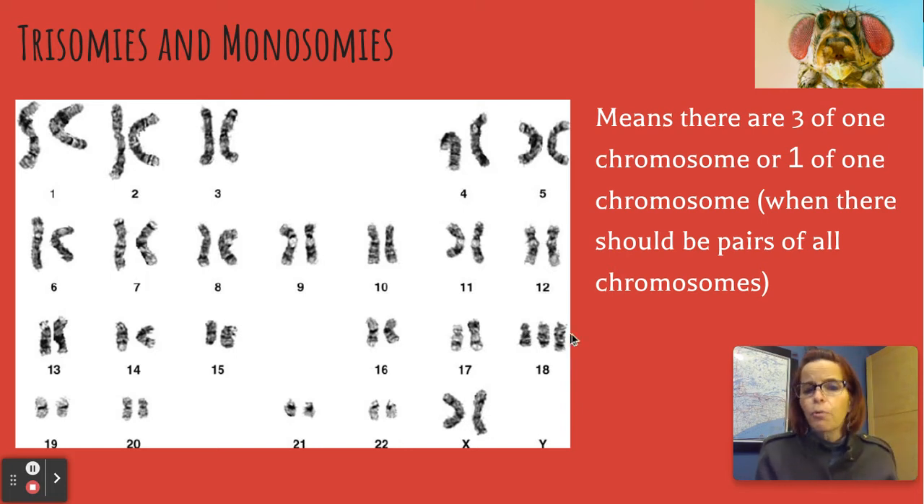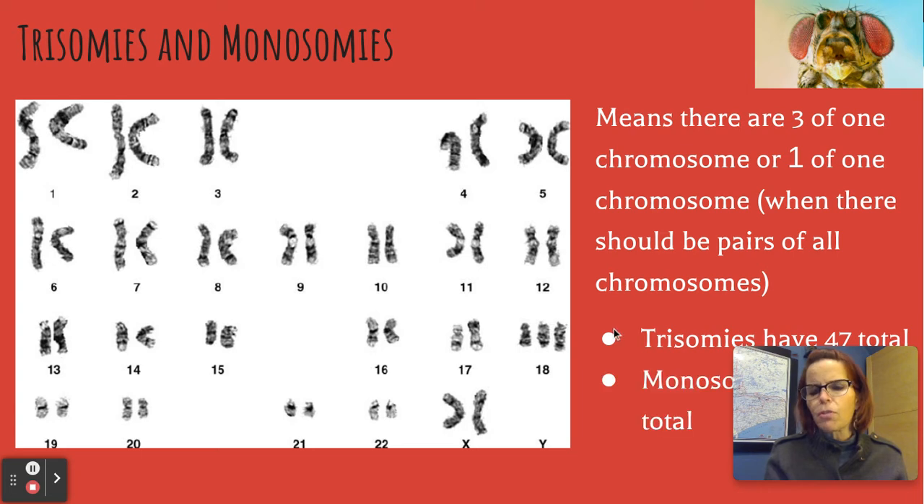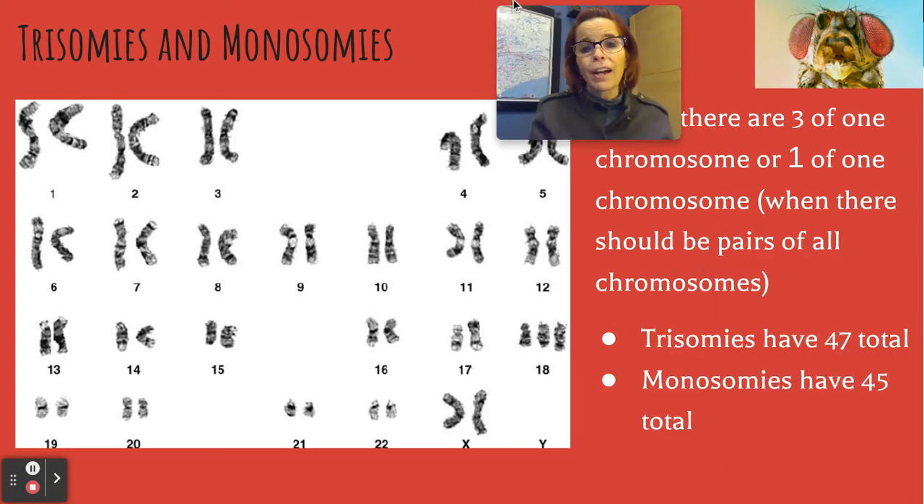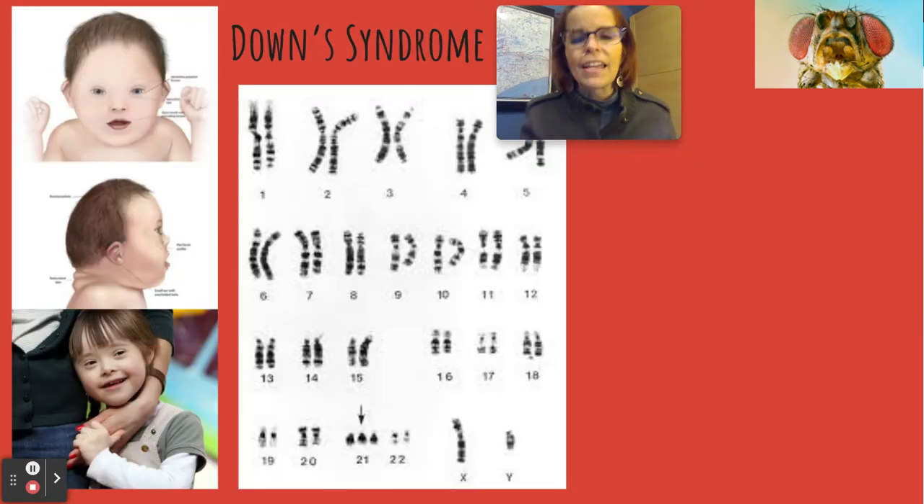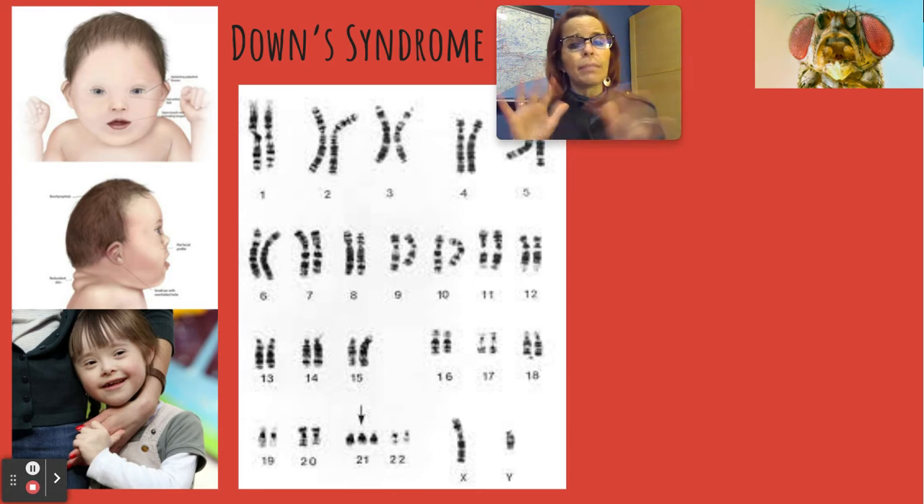Or 1 of one chromosome. That would be a monosomy if there was just one chromosome, where there should be pairs of chromosomes. Trisomies have 47 chromosomes total. Monosomies have 45 chromosomes total for a human. There's 3 syndromes that I want you to be aware of. We'll learn more genetic traits coming up, but not yet.